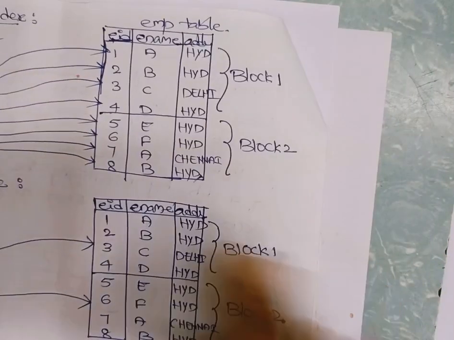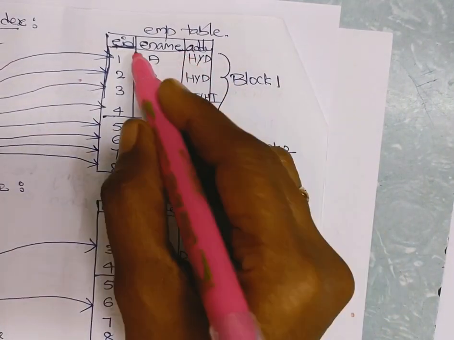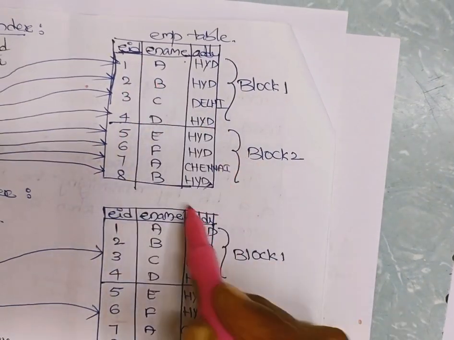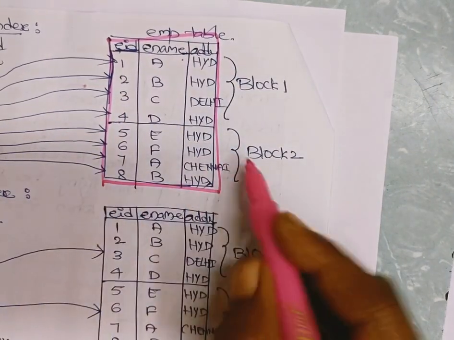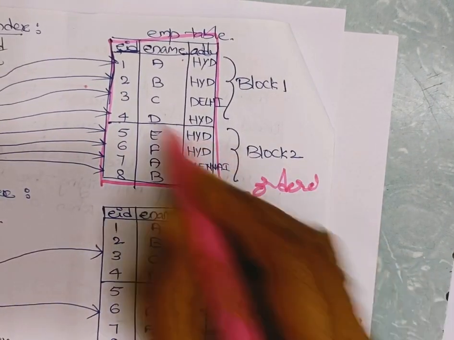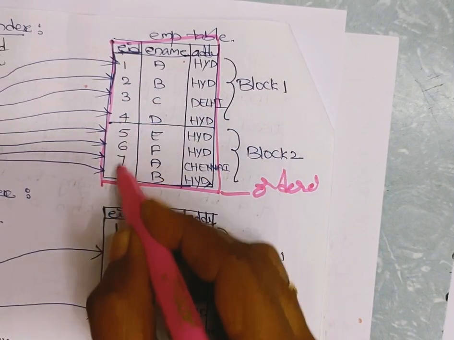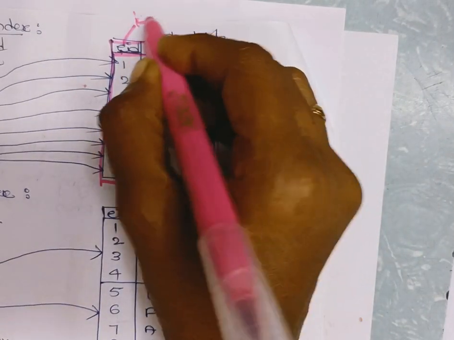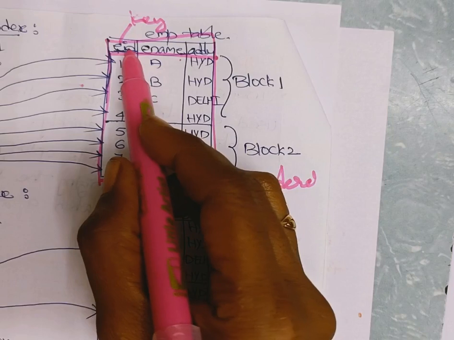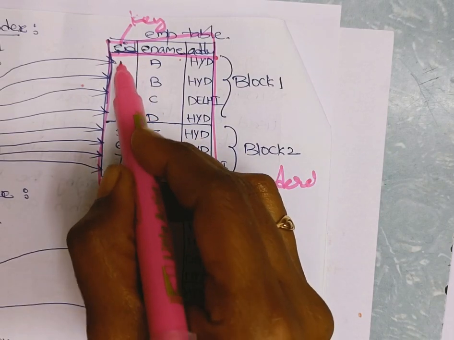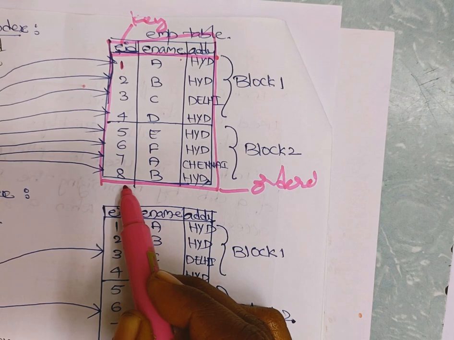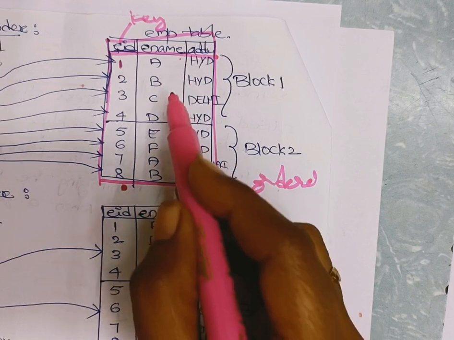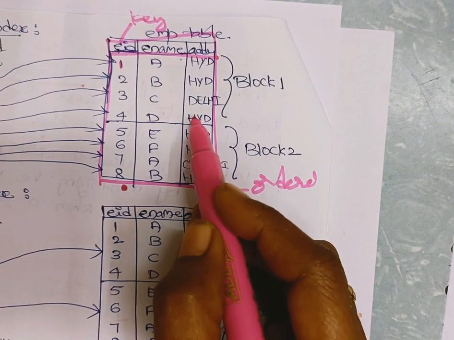For example, let's consider this employee table. In the employee table, I have taken employee ID, employee name, and address. If you observe, this table is ordered, in sequential order 1, 2, 3, 4 and so on. Here, employee ID is the key attribute. Employee ID is unique. It doesn't contain any duplicate values. Now I want to apply a primary index, that is, a dense index, on this table.